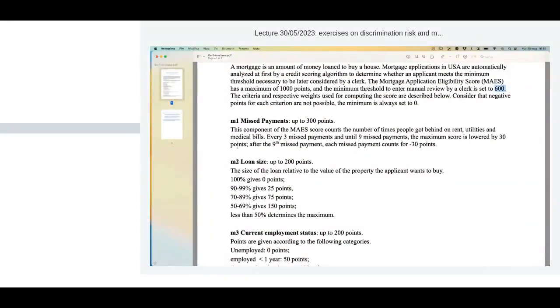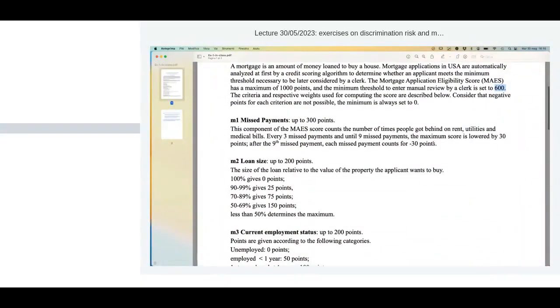It means that at the 3rd missed payment, your score is decreased by 30. At the 6th, again by 30. At the 9th, again by 30. After the 9th, each missed payment counts for minus 30. So the 10th is minus 30, the 11th is minus 30, and so on. Is this clear?